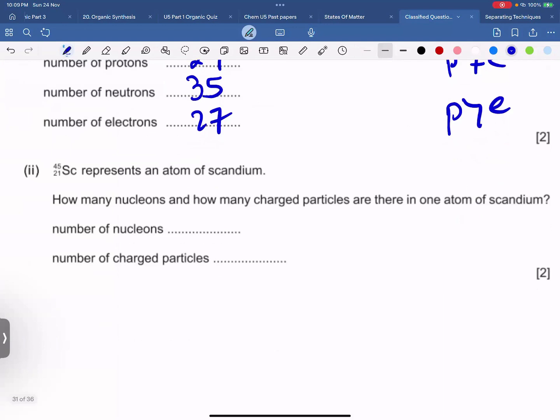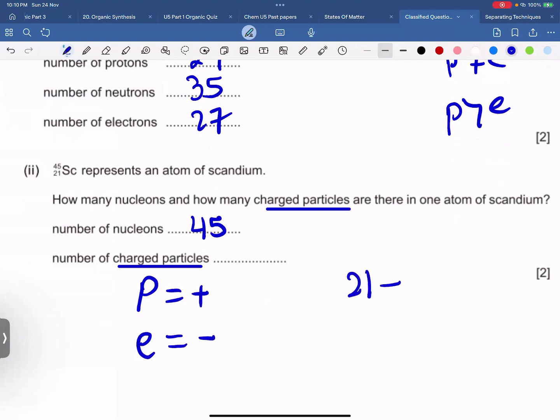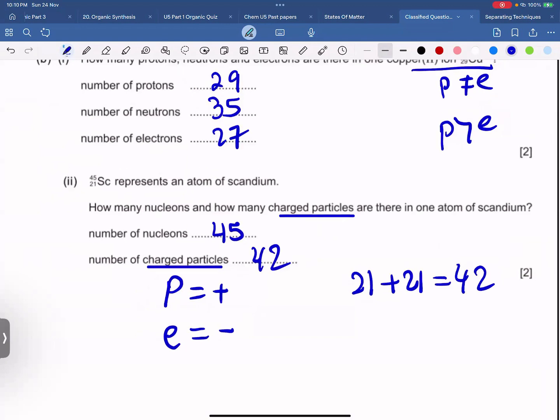This question is a very tricky question. Scandium represents an atom. 45/21 Sc stands for scandium. How many nucleons and how many charged particles? So nucleons is going to be 45. And charged particles, that means number of protons, which is positive, and number of electrons, which is negative, all of them together. So 21 plus 21 equals 42. So total number of charged particles, 42. I mean subatomic particles, protons and electrons.